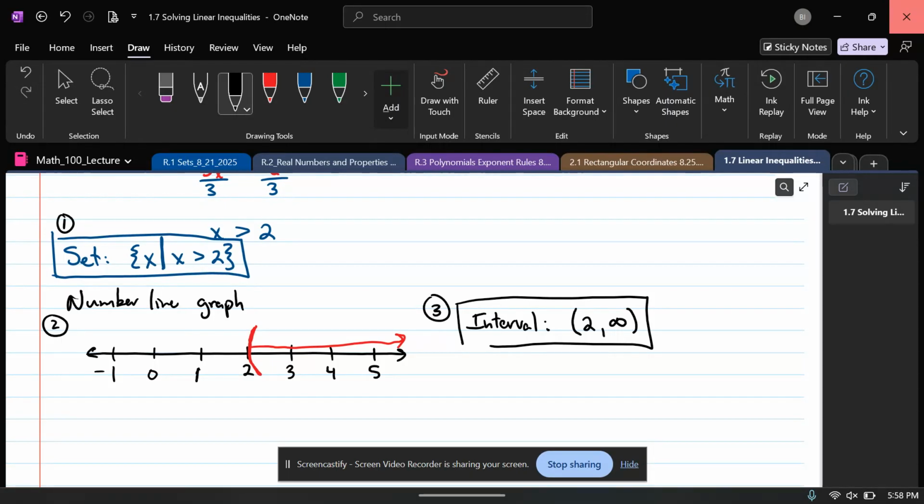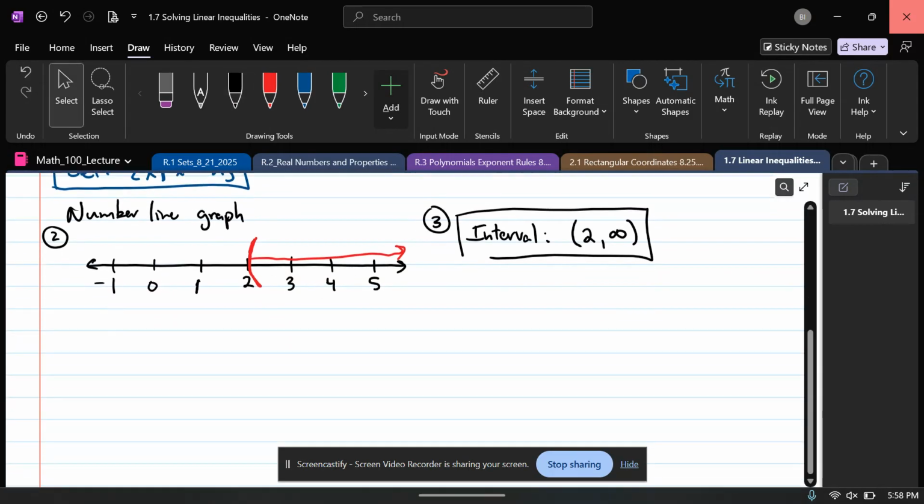To me, interval notation and the number line graph go hand in hand. They are the same. Okay? So if you're struggling with interval notation, the number line is really where you can learn to do it better. Okay. Let's go to another example and do it again.